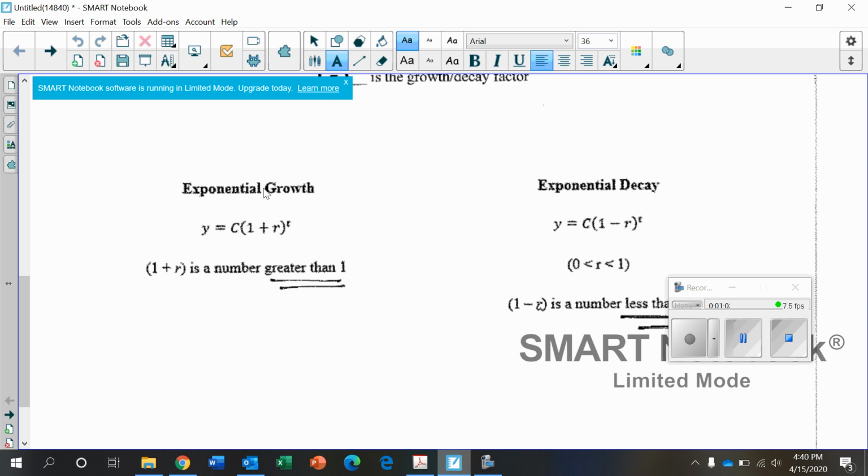Okay, so exponential growth, if we look over here, it says a plus sign in between. Whatever's inside of your parentheses, being raised to a certain power, that's what you're focusing on. That's how you identify if it's growth or decay. As long as it's bigger than 1, it's going to be growth. If it's less than 1, but not negative, it is decay.